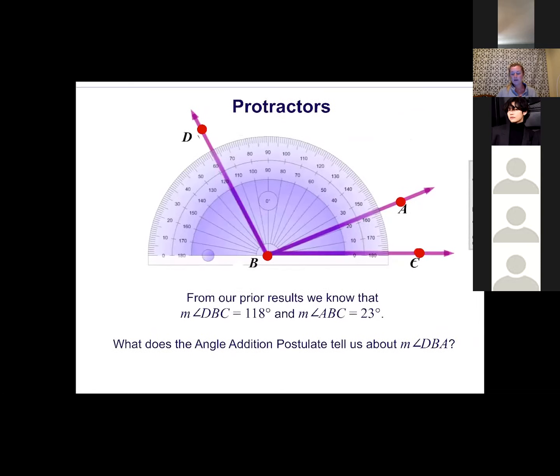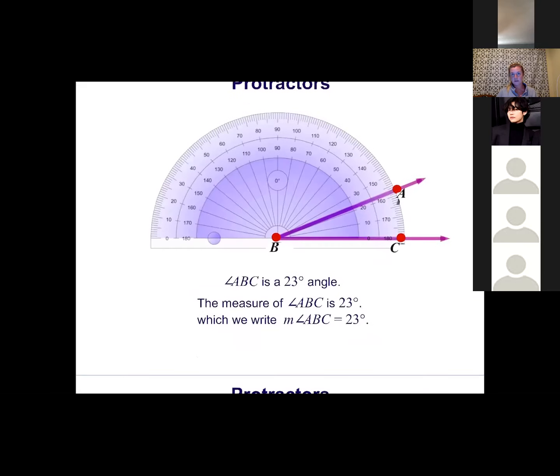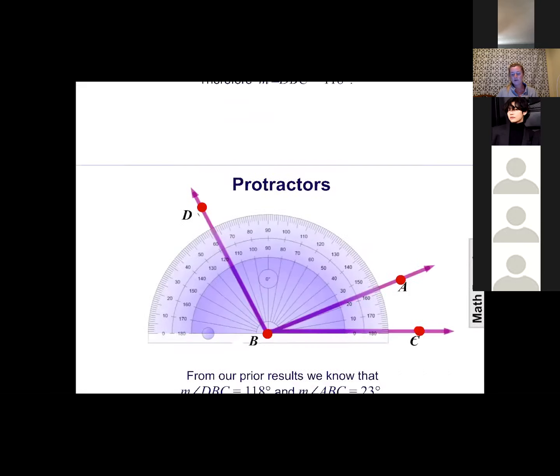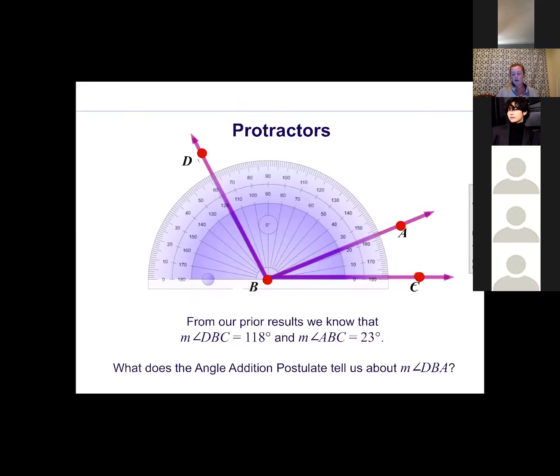So if you look back, we have ABC, which is the first one we did, and then we have DBC. Well, they've combined them here, and it says from our prior results, we know that DBC is 18 degrees and ABC is 23 degrees. So if we look at this, we can actually make this in color to help us. DBC is this one right here in orange. And then we can do one in pink, ABC. So ABC is right here in pink. And then in green, they want us to find DBA.